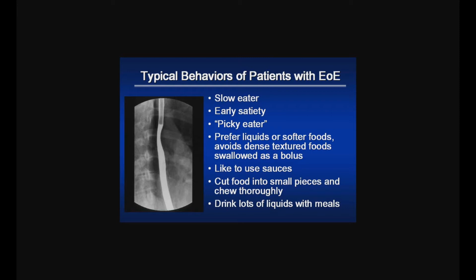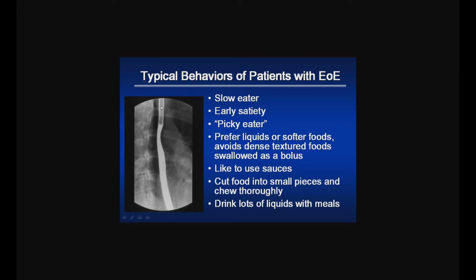They're picky eaters, and they'd rather eat softer foods or drink liquids than eat dense foods like steak or meats or other densely textured foods like breads, for example. And they tend to shy away from foods they have to swallow as a big firm bolus because, again, their esophagus is inflamed and it hurts or the food sticks. They like to use sauces on foods because it lubricates the food so they go down easier, and then they cut the food into small pieces and chew it up thoroughly and drink lots of liquids with meals, again, to make the food less dense so that they can swallow it.